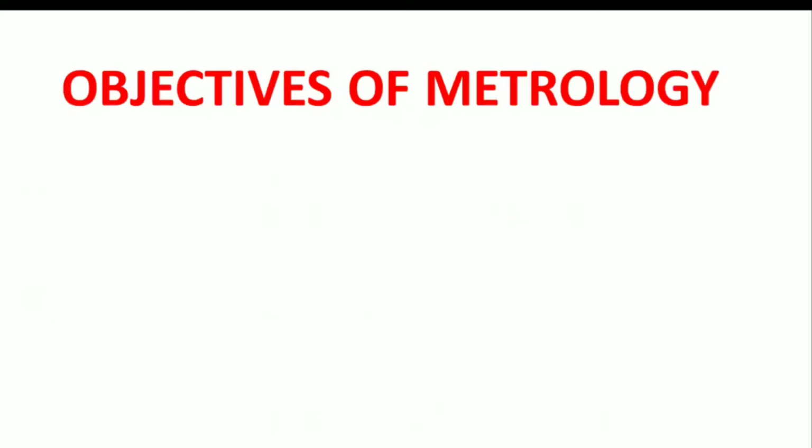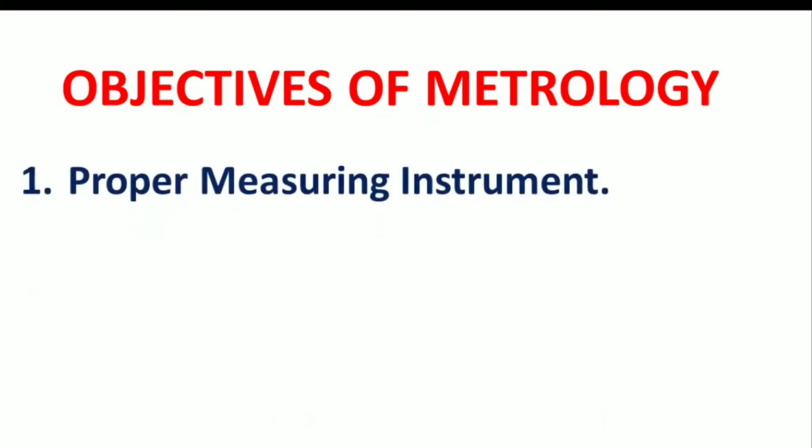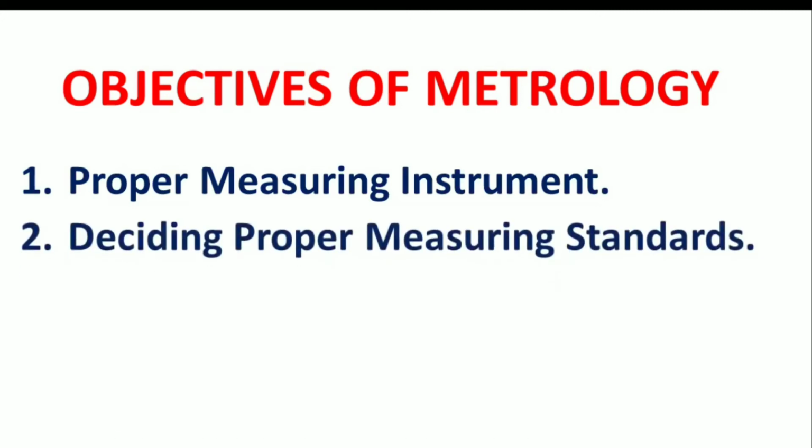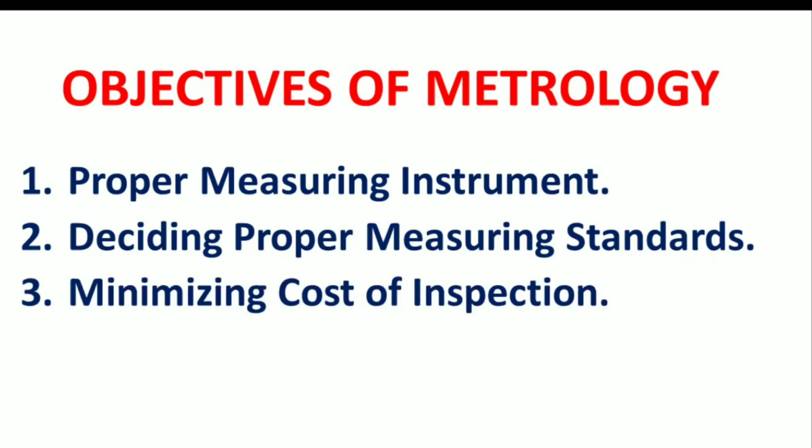The next point is objectives of metrology. Objective means the need of metrology. The first objective is that it can be used for selection of proper measuring instruments in industries. Next, it can be used for deciding the proper measuring standards. Next objective, or need, of metrology is for minimizing the cost of inspection.